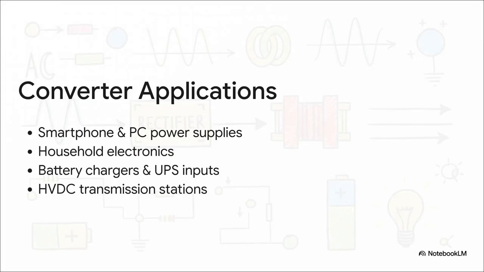And when I say every day, I mean it. You're surrounded by converters right now. They're tucked inside those little charging blocks for your phone and your PC. They're hidden inside your household electronics. On a massive scale, they're the input stages for giant industrial battery chargers and UPS systems, and they're even used in massive high-voltage direct current transmission stations. Basically, if it has a battery, it absolutely needs a converter to interface with the wall outlet.